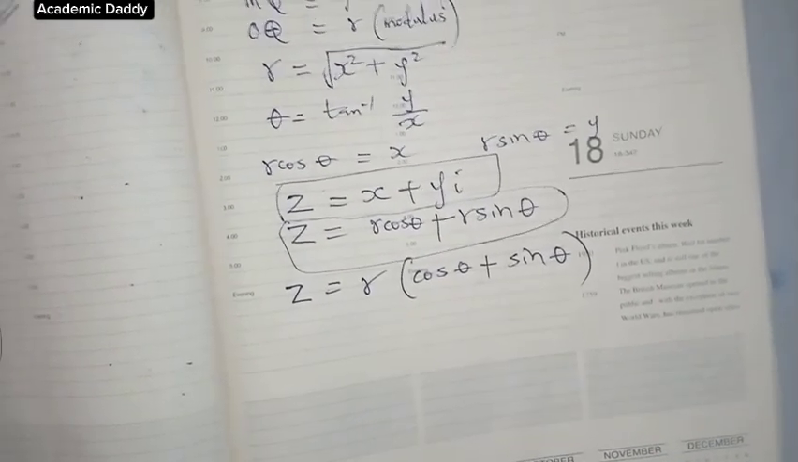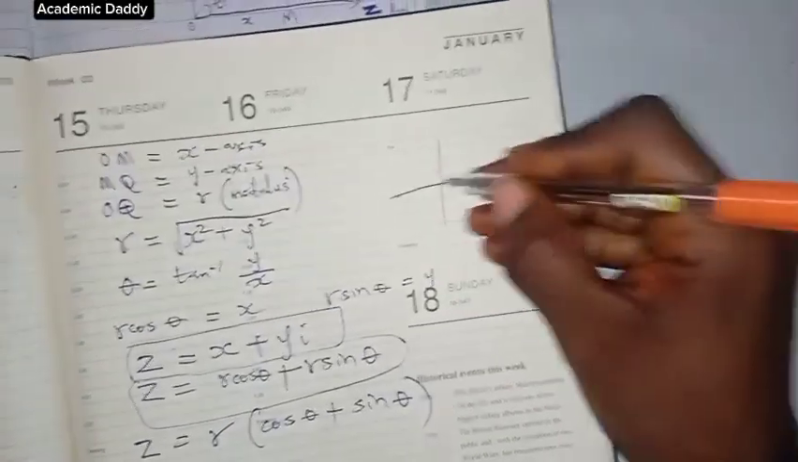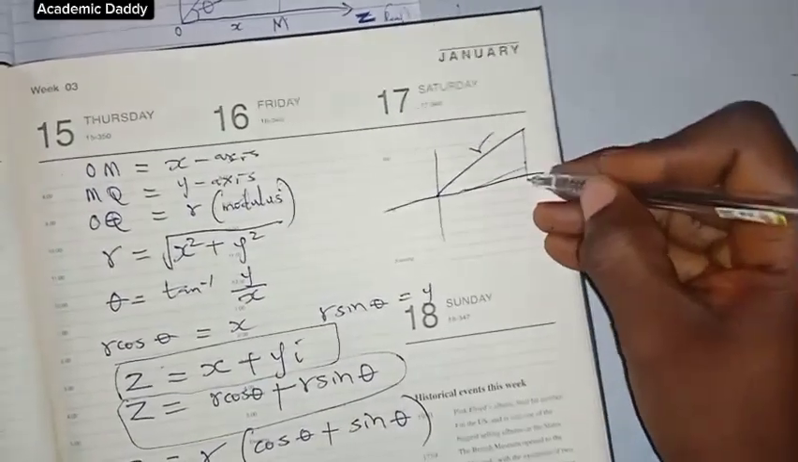Now remember, why are we doing this r? Remember that when we did vectors, if we have this side to be, I'm rushing.